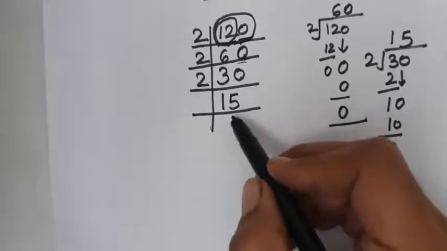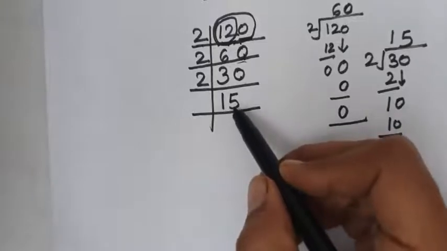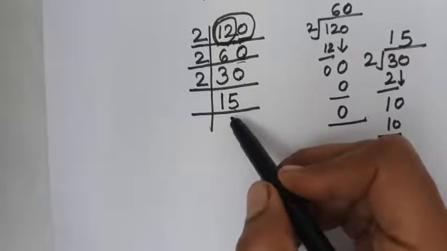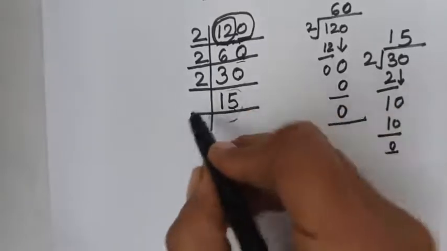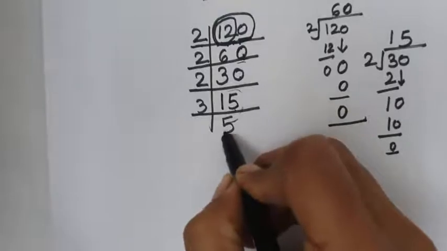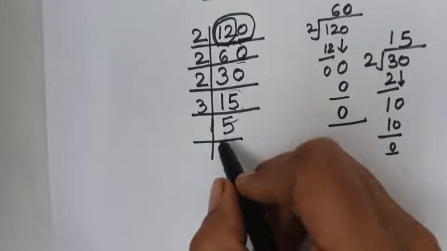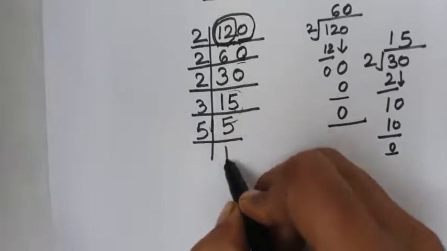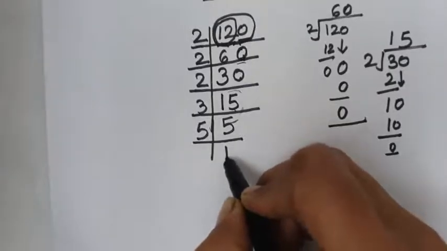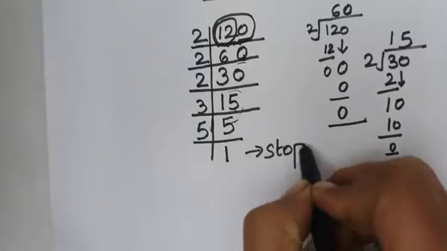No, 2 is not possible. Think about 3 now. 1 plus 5 is equals to 6. Yes, it is divisible by 3. 3, 5 is 15. Now again 5 is a prime number, so we will take here 5 only. 5 1 is 5. Now 1 is coming here, so we will stop at this step.